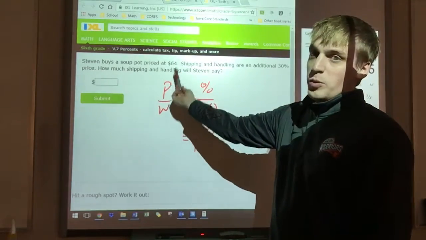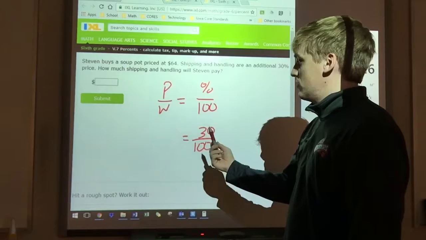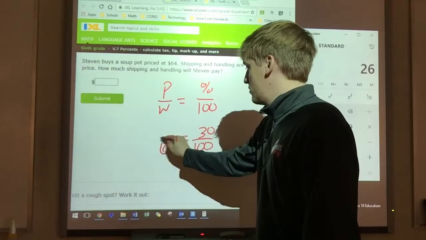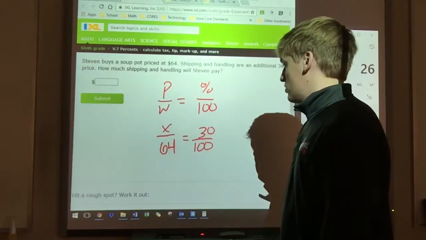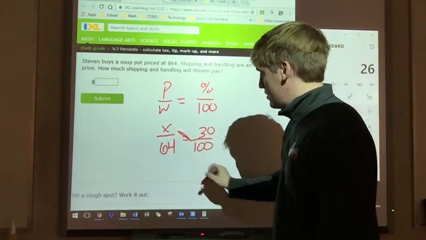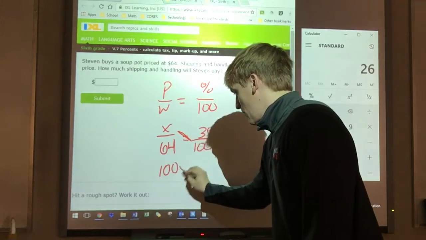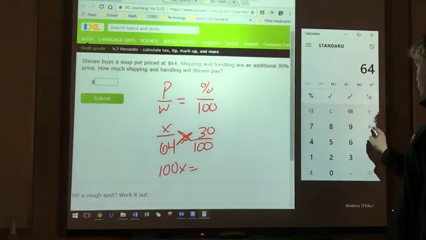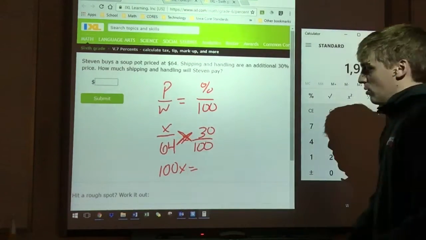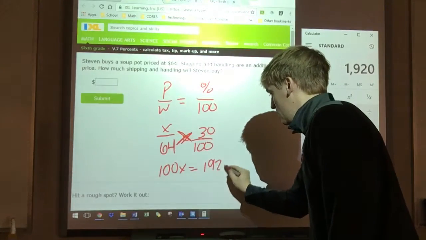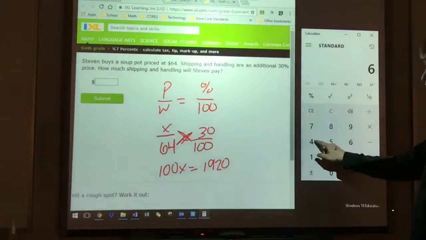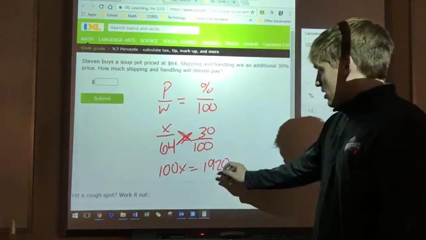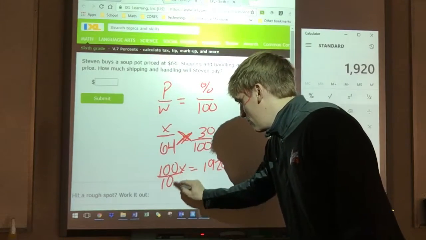Is the shipping and handling going to be more than $64 or less than $64? Well, it's going to be less than, so 64 is the whole. Cross multiply and divide. 100 times x is 100x equals 64 times 30. 64 times 30, use your calculator for that. 1,920. Let's check that. Yep, that's correct. Double check if you're not sure. Okay, and then you divide, cross multiply and divide.